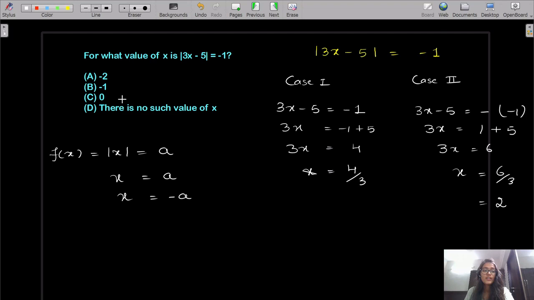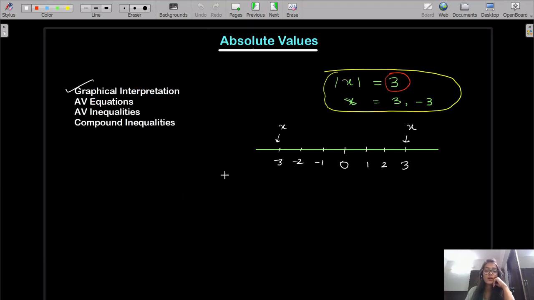Okay, so here in these options we do not have positive 2 or 4 over 3. So the correct answer choice is there is no such value of x, at least not in the given options. So this is how you are going to solve the absolute value equations. Second thing I also want to talk about is the graph of absolute values. Graph of absolute value function.